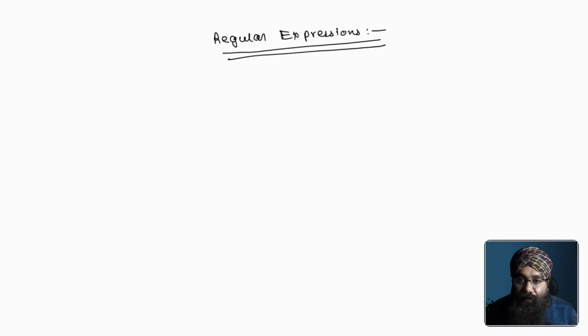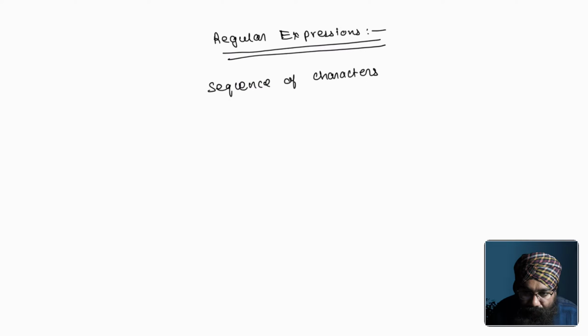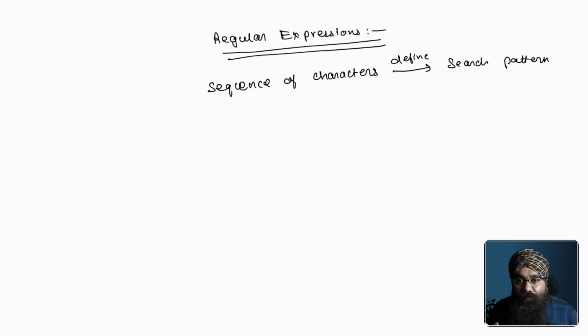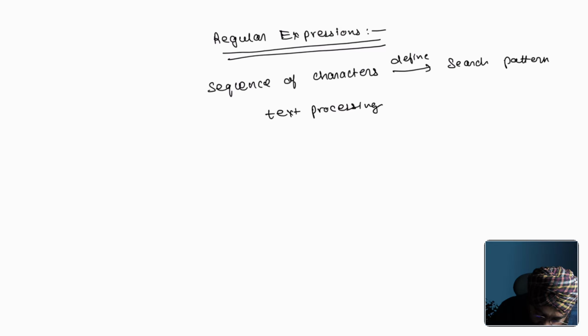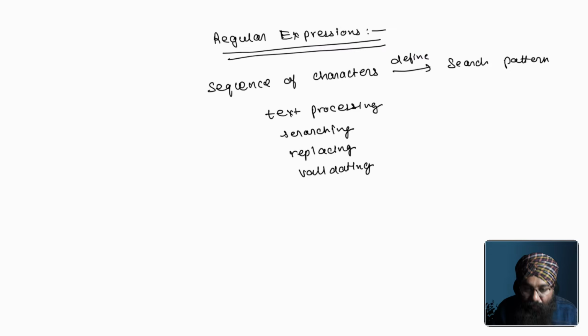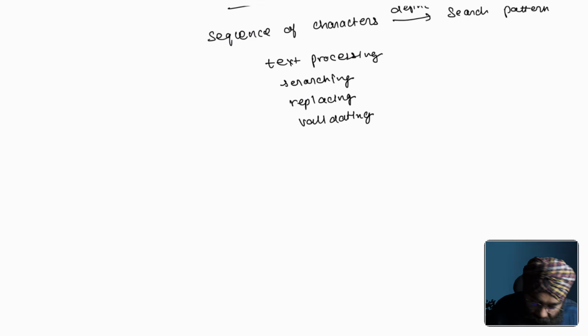So let's learn about regex now. A regex is basically a sequence of characters that define a search pattern. Okay, so these are sequences of characters which can define a bigger pattern, can find a pattern, search a pattern. They are used for text processing, searching, replacing, and also used for validating text.